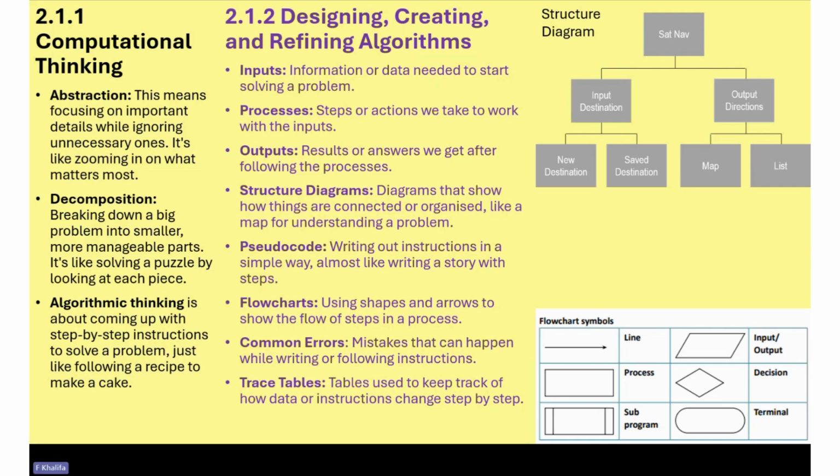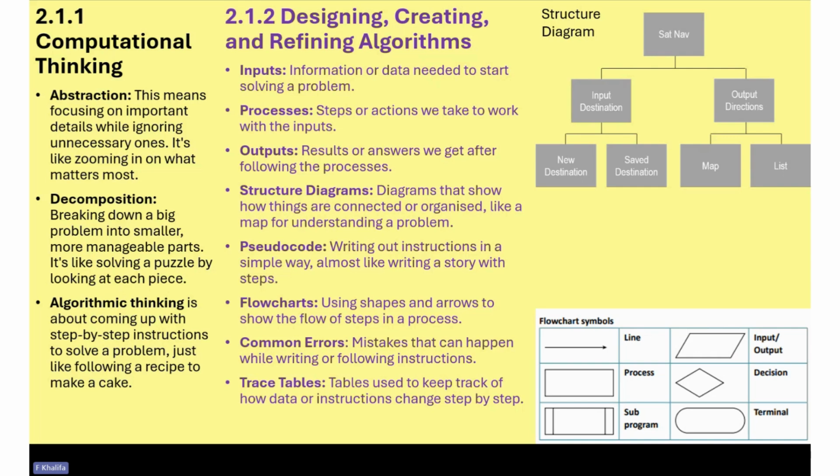2.1.2, designing and refining algorithms, creating and refining algorithms. You've got input, which is information or data needed to start solving a problem. Processes, which are steps or actions we take to work with the input. Output, which is the results or answers we get after following the processes. You should know what a structure diagram looks like.